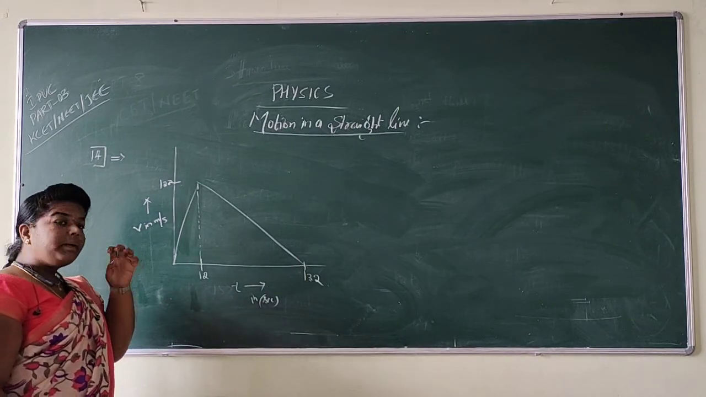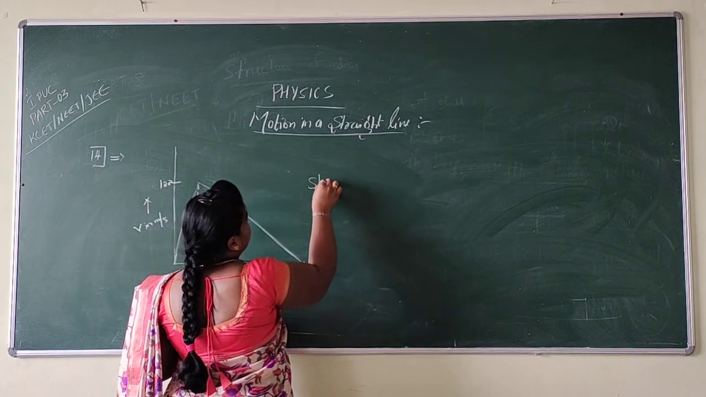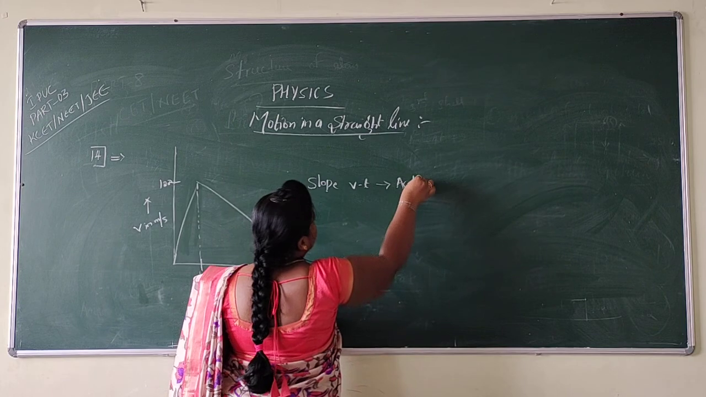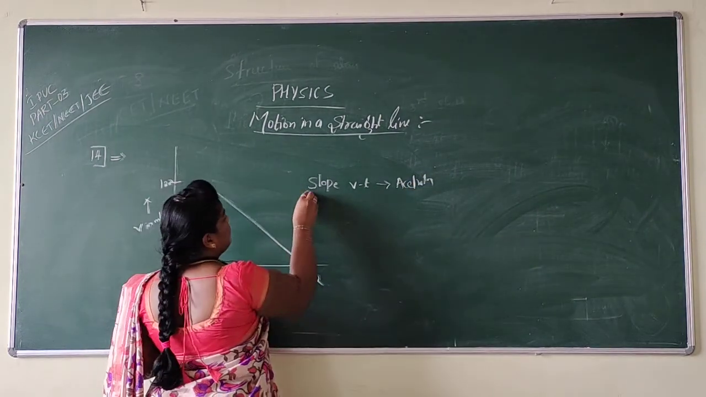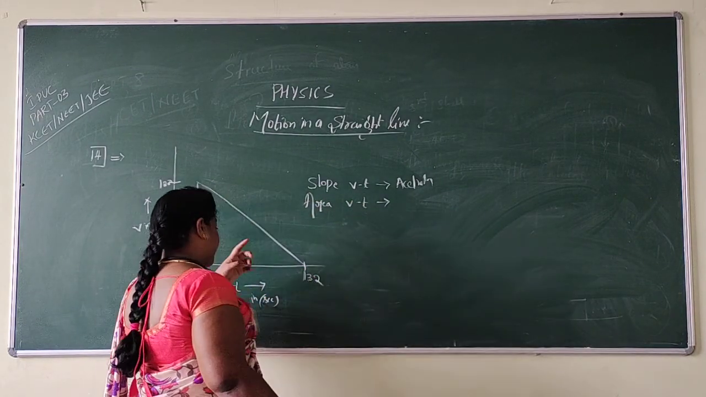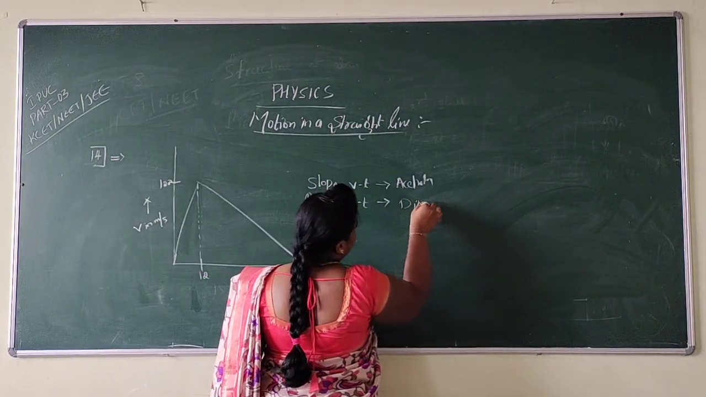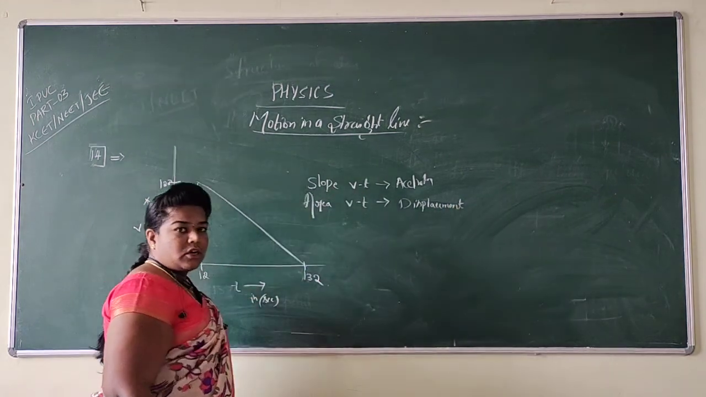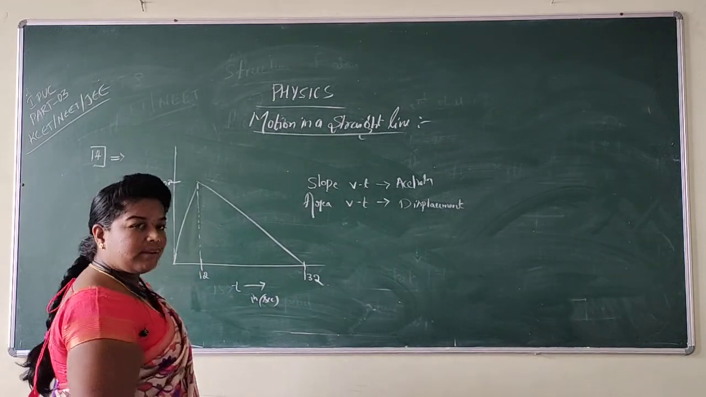Dear students, please be careful. You already know the slope of the VT graph gives you acceleration, as well as the area under the VT graph gives you the displacement. Here the rocket is moving upwards, so the displacement is considered as height. So how to calculate that?